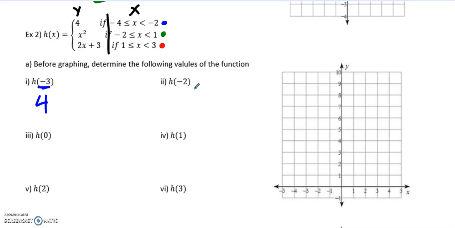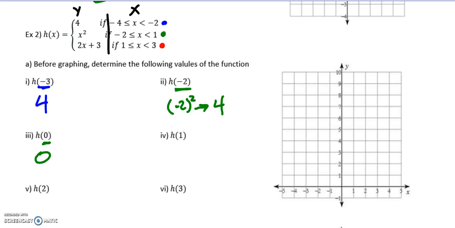If I take the negative 2, I've got to be a little bit careful because he's one of my transition points. So he actually ends up being in the green because of that equal to right there. So when I plug in negative 2, I get negative 2 squared, which gives me positive 4 also for one of my answers. H of 0 is going to fall squarely in the green. So if I plug 0 in there, I'm going to get out 0.